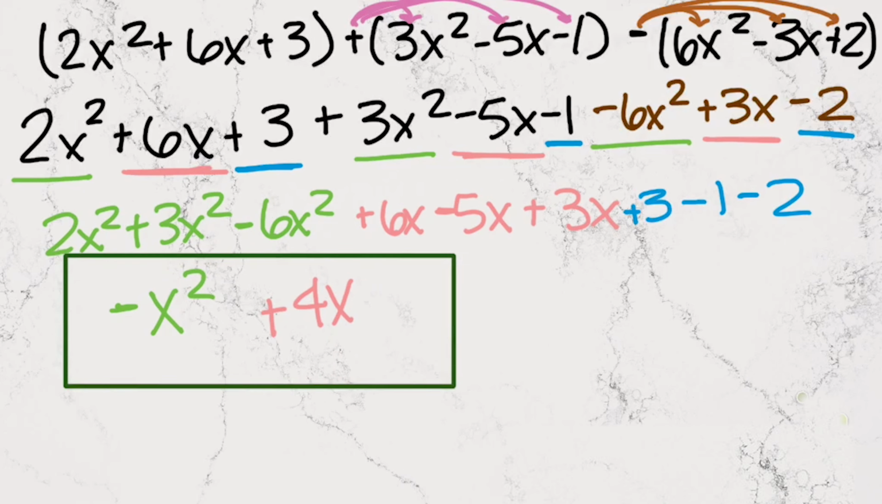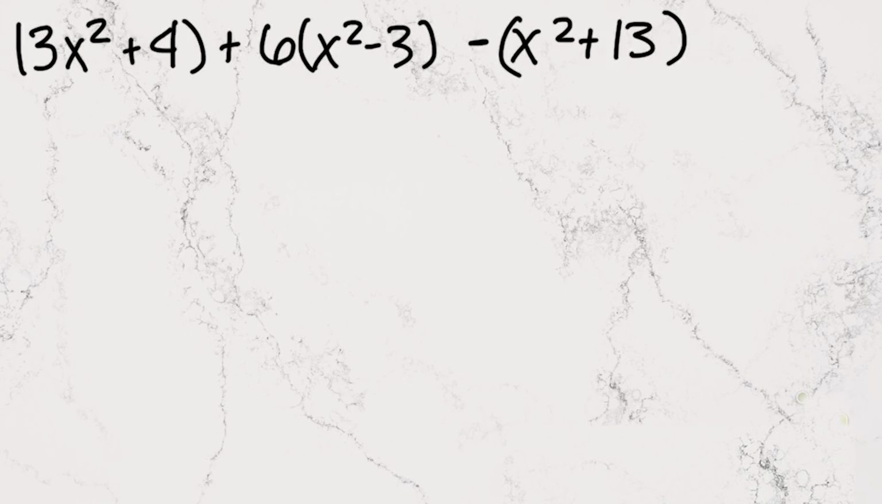Let's look at another problem. Let's start off the exact same way. Well, I want to get rid of my parentheses. I have a 6 this time. So I need to distribute the 6 and I have a negative 1 again. And I need to distribute that to both terms.